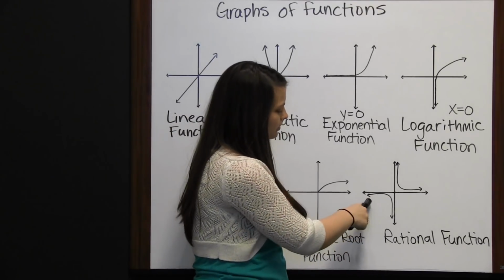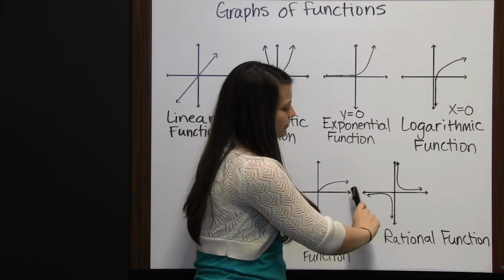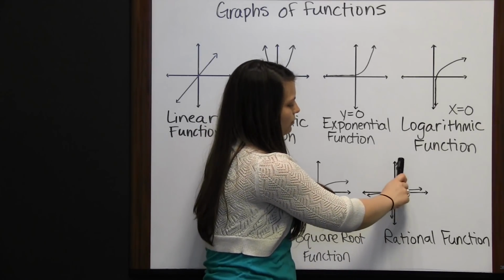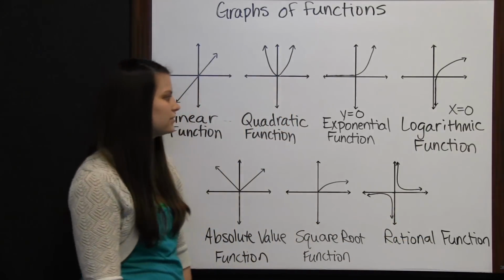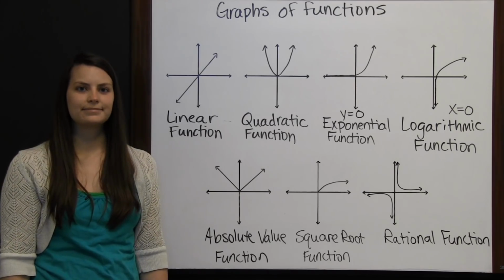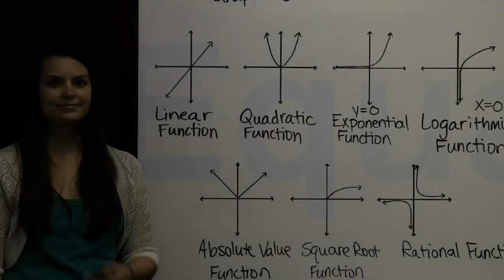If you look at this branch here, as we move from left to right, it's decreasing. And the same with the other branch, as we move from left to right, it decreases. And so there are some of the basic functions and their graphs.